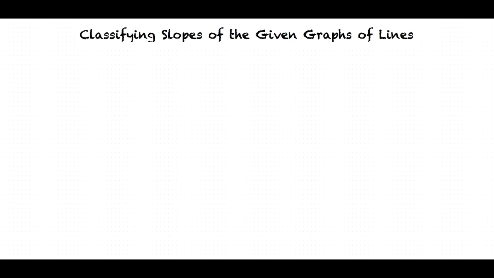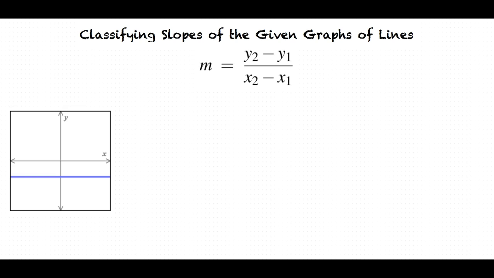The formula to define the slope from a graph is written as m is equal to y2 minus y1 all over x2 minus x1. For each line on a graph, the slope can be determined as positive, negative, 0, or undefined. Consider this following graph.